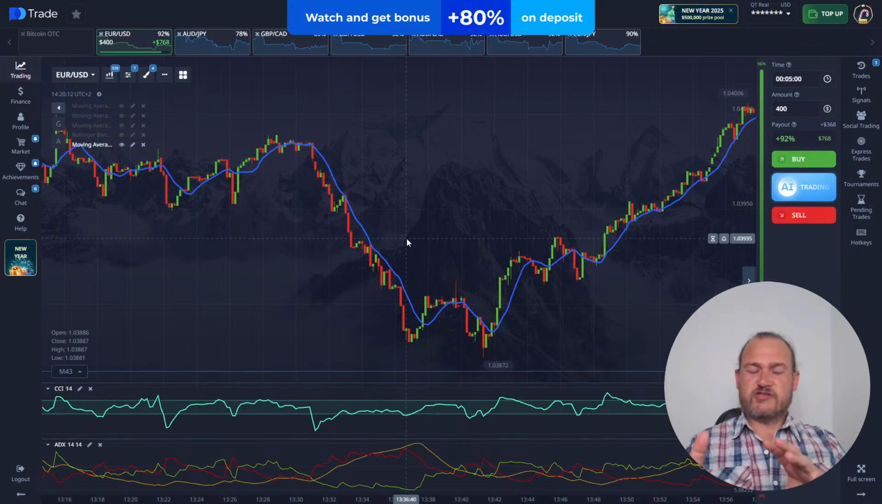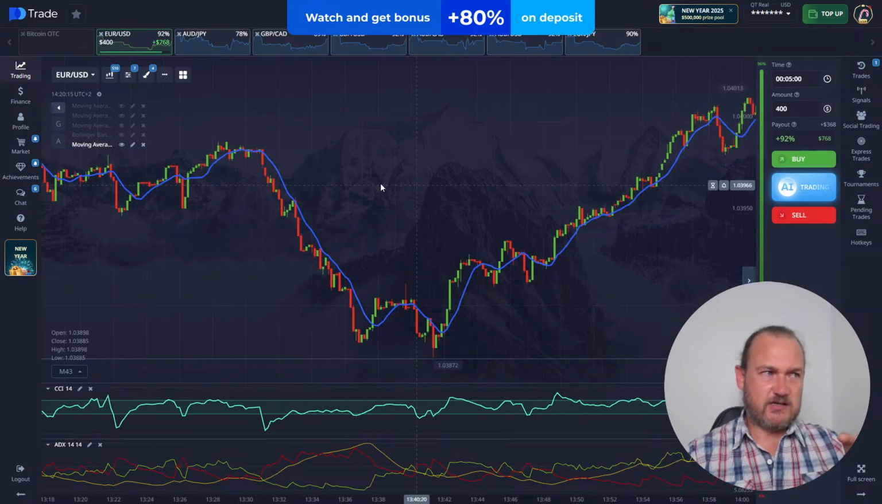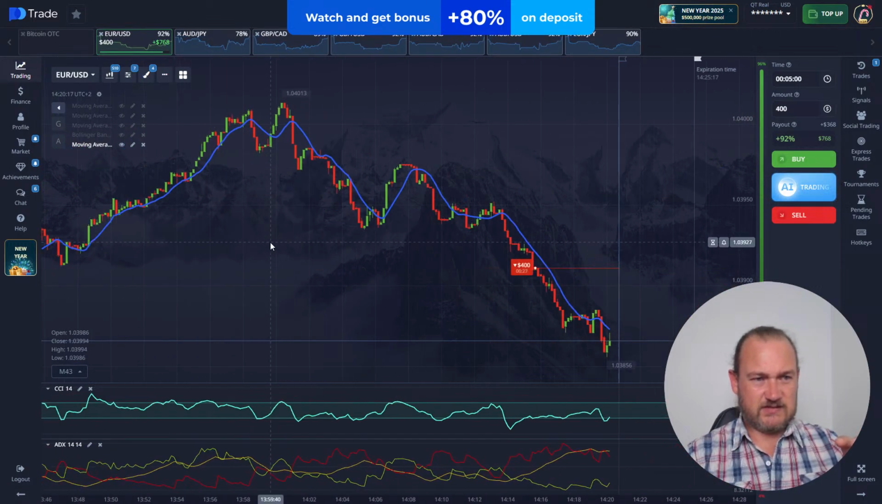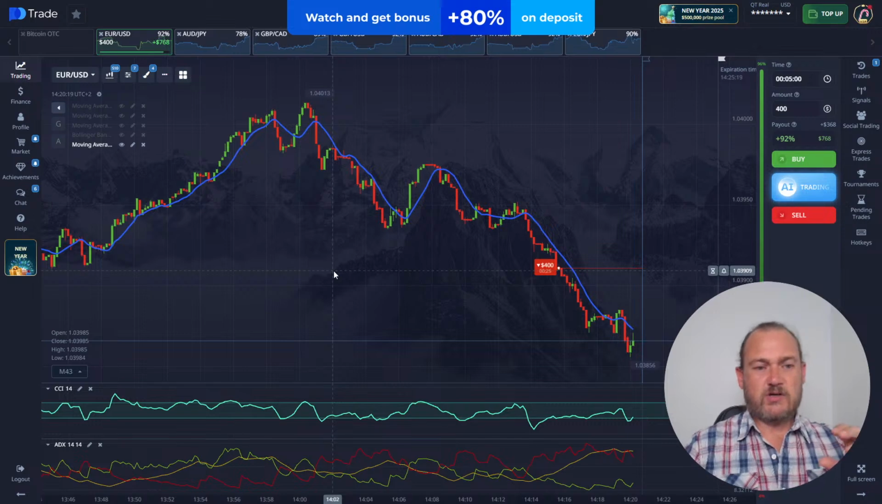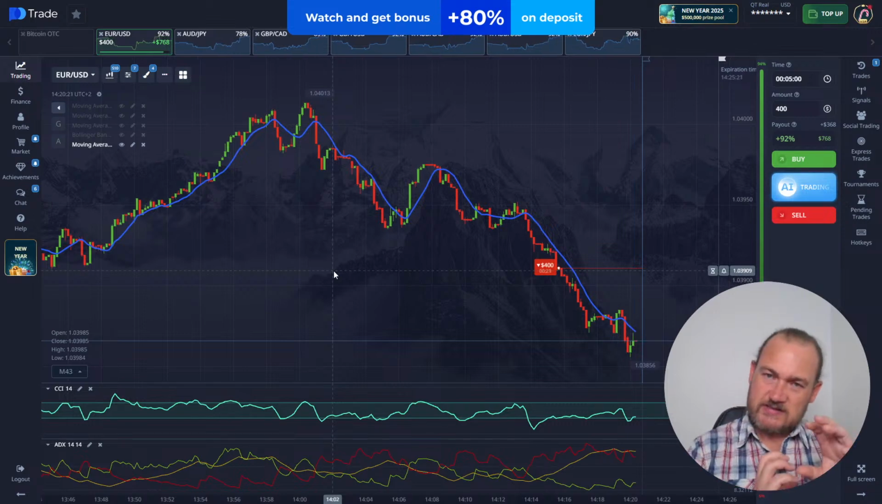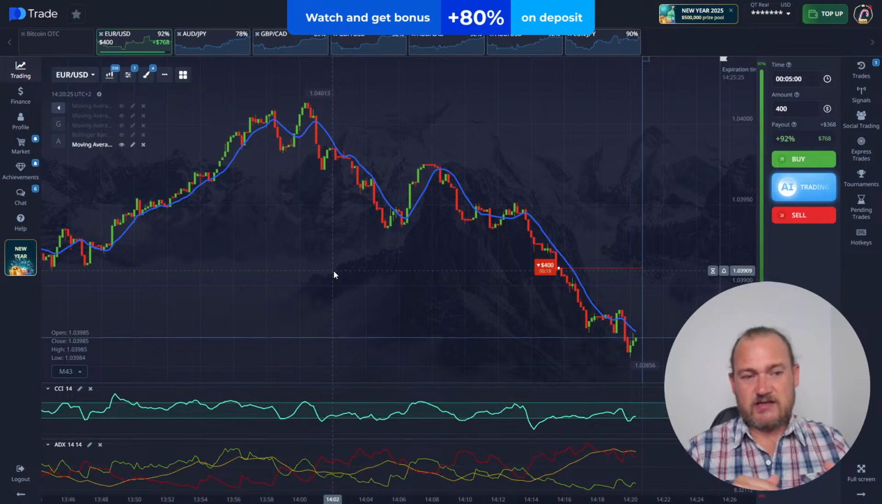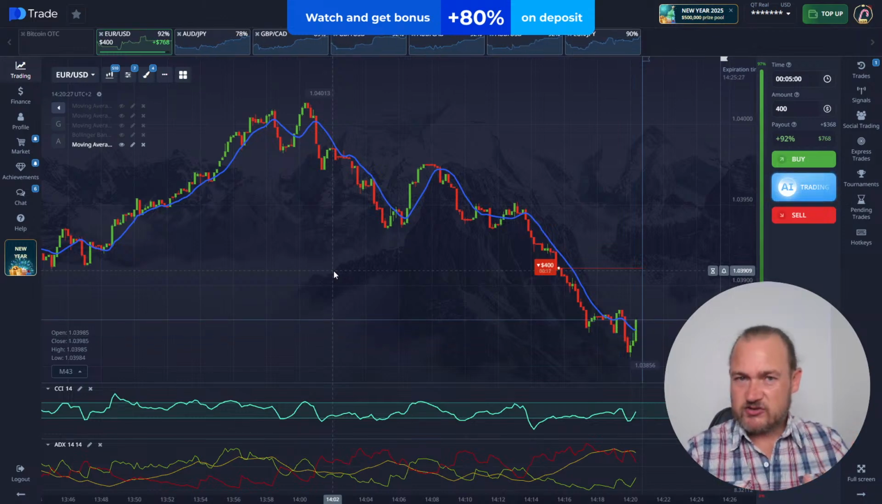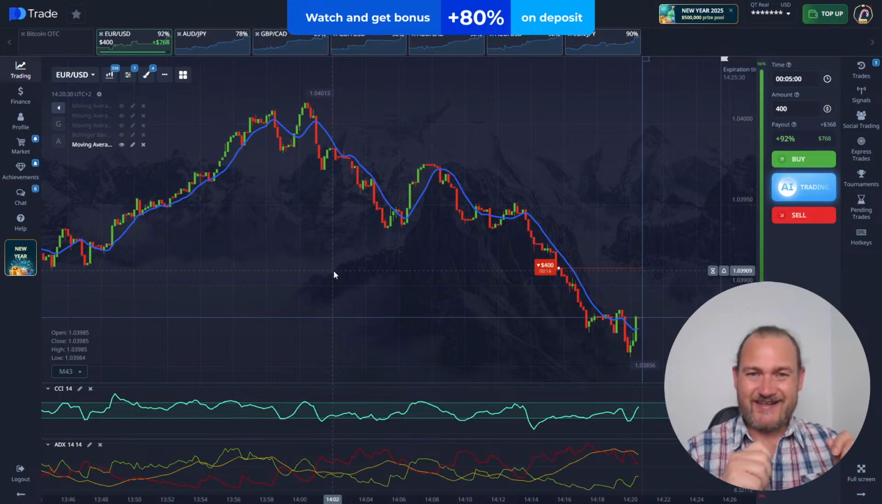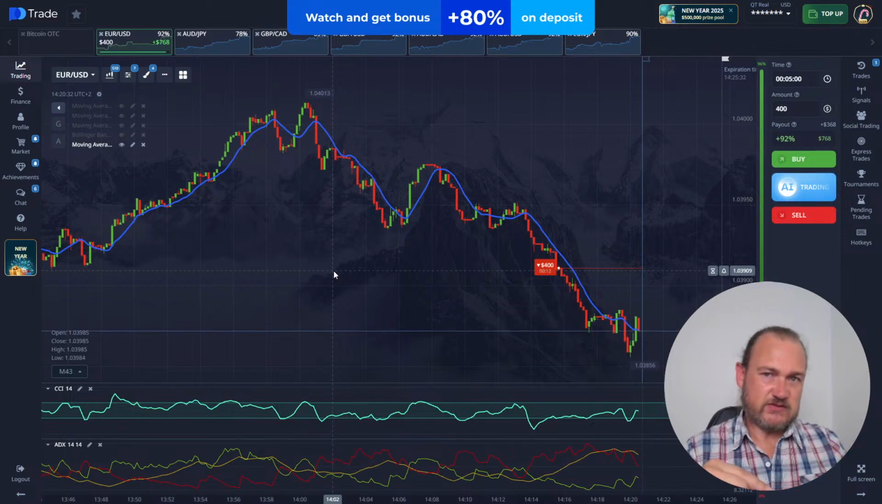So we're going to look for continuation trades when the market is trending. Let's see if this is doing well. We're going to look for continuation trades when the market is trending in a direction. Then we're going to use the CCI to go in the direction of the trend. When the market is ranging, we're going to use the CCI for reversals.